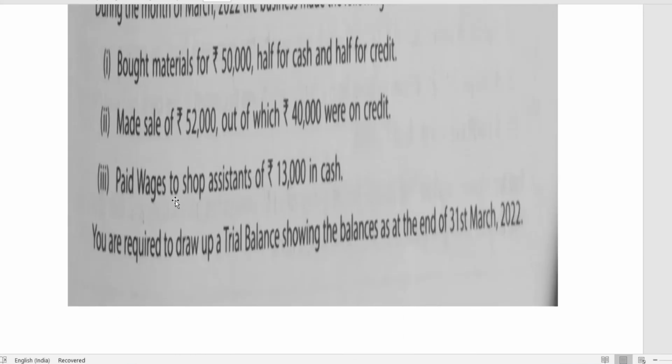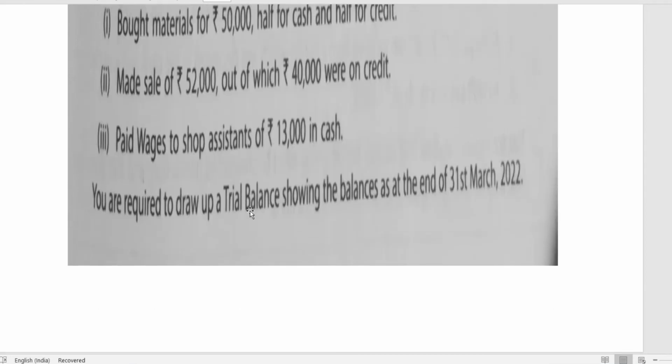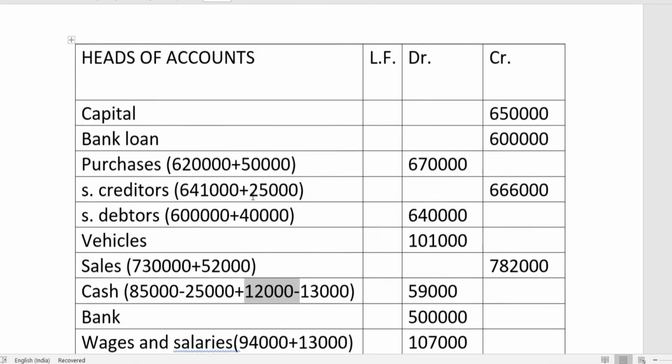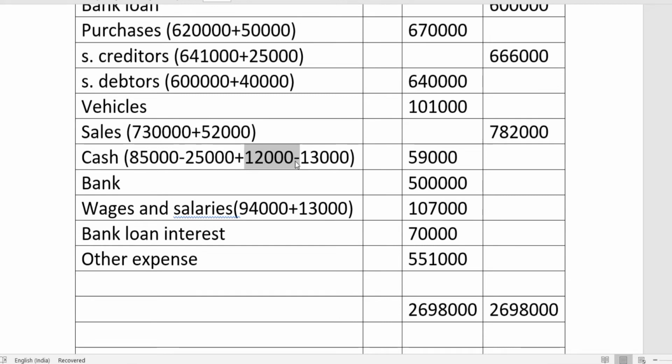Next, number 3, paid wages to shop assistants. 30,000 rupees wages you are paying. When you are paying wages, automatically from cash the money will be deducted. See, I have subtracted from cash 13,000. And in wages you have to add that 13,000, because you are giving that money for wages. So in wages I have added an extra 13,000.